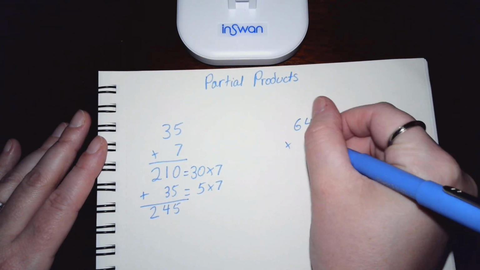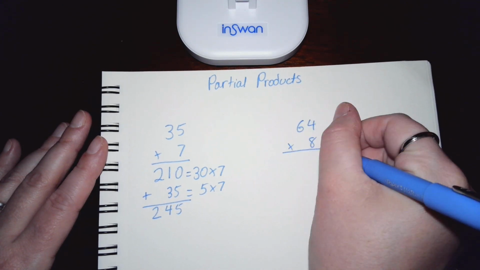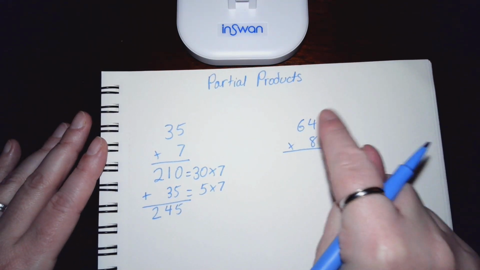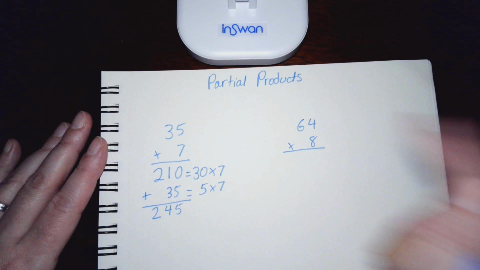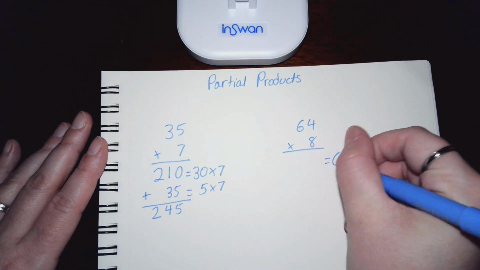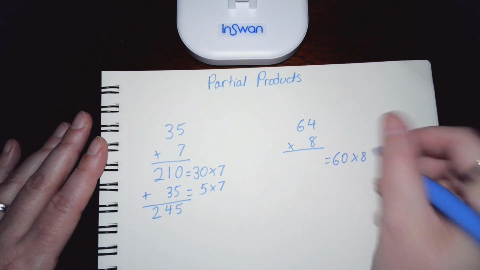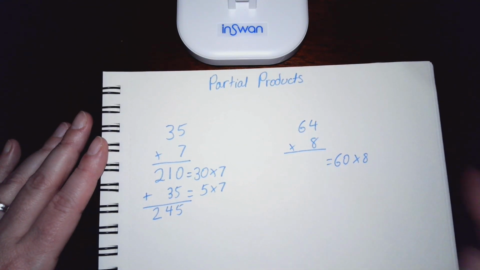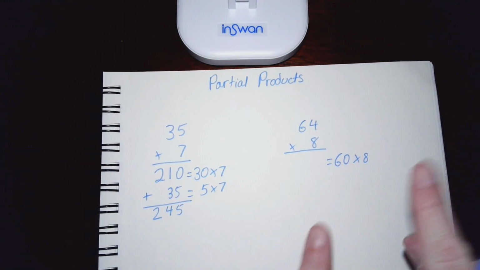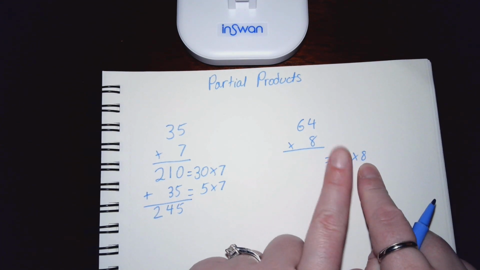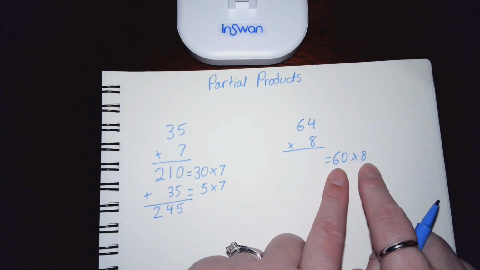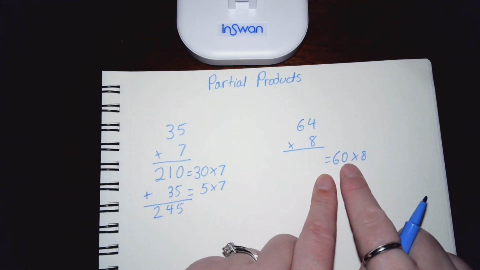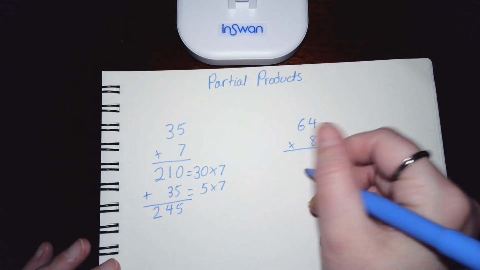Okay, so let's do 64 times 8. Okay, so what is my tens? It is 60 times 8. Why is it times 8? Because I'm multiplying both parts times 8. Okay, so I'm going to look at my basic fact here. I have 6 tens times 8. So 6 times 8 gives me 48. And because it's 6 tens, though, I have to add that 0. So it's 480.